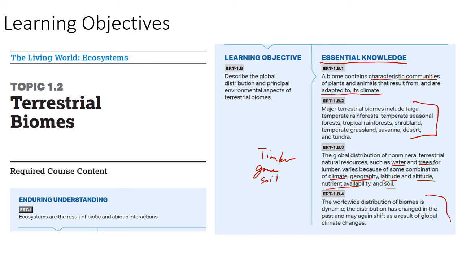And then the worldwide distribution of biomes is dynamic, and that is going to change in the future, and it has changed in the past. Some of that change in the future is going to be due to natural processes. A lot of that change is going to be due to, and is currently due to, human activity.